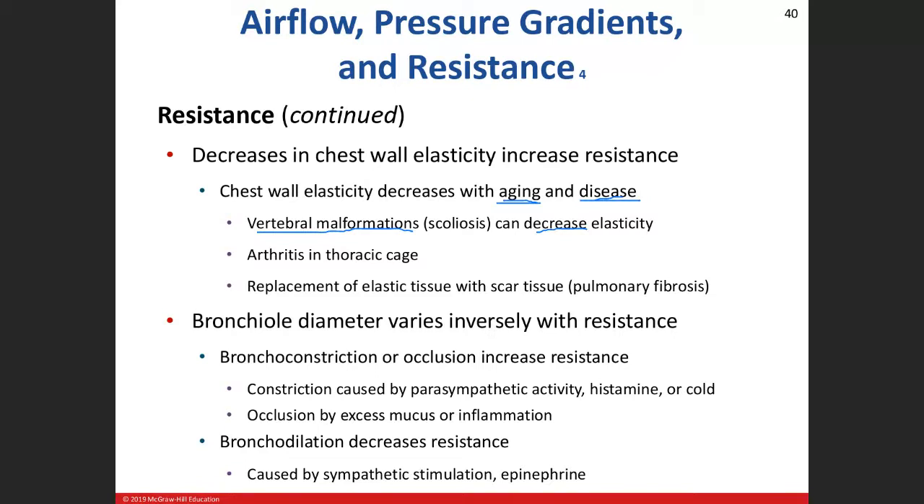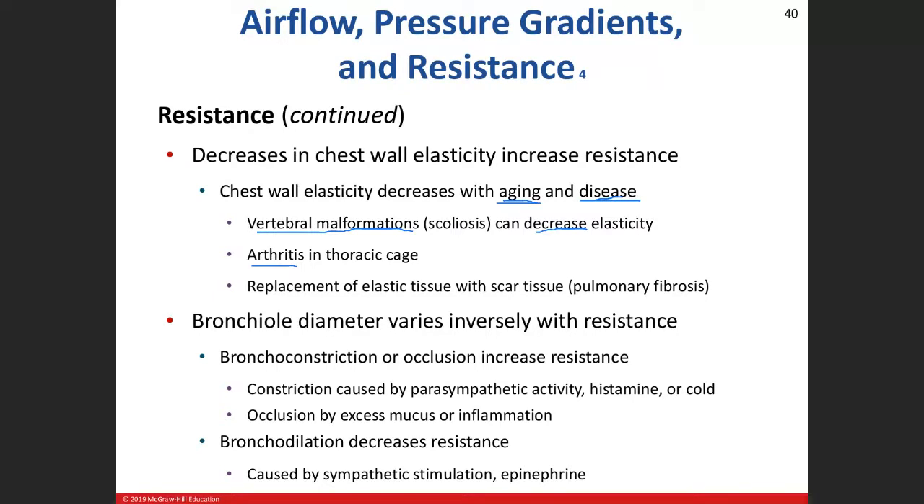Arthritis. You know what arthritis is? It's degeneration of joints, and there are joints throughout the thoracic cavity. You've got the joints of the sternum on the clavicle, sternum on the ribs, the ribs on the vertebra. If you start to get arthritis in any of those joints, arthritis usually is accompanied by a decrease in movement, and that decrease in movement will decrease the elasticity of the chest wall.